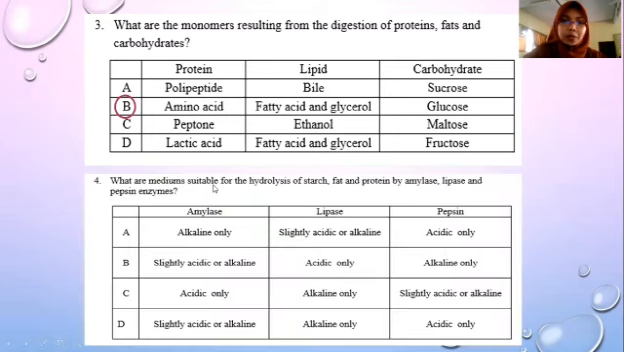The last question, number 4. What are the mediums suitable for the hydrolysis of starch, fat, and protein by amylase, lipase, and pepsin enzymes? What are the pH conditions? Amylase is in our mouth, so remember, it must be slightly acidic to slightly alkaline, so either B or C. How about lipase? Lipase is in our duodenum, right? The pH must be alkaline because of the bile. Pepsin in our stomach has hydrochloric acid, so the answer must be acidic. Straight away you can see the answer is D.